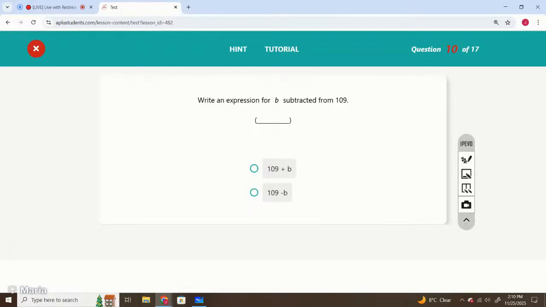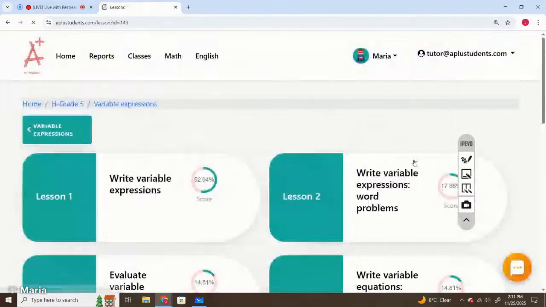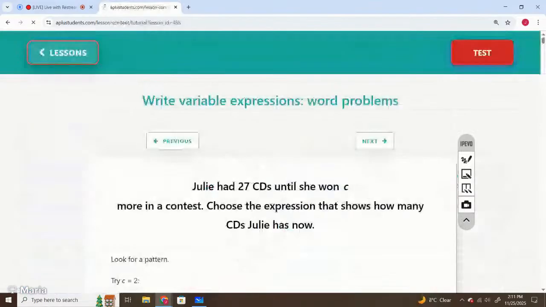Write an expression for b subtracted from 109. So that would be option number 2, 109 minus b. Okay, you can complete the lesson by yourself later today. Let me just move on to the next lesson. The next lesson is write variable expressions word problems.